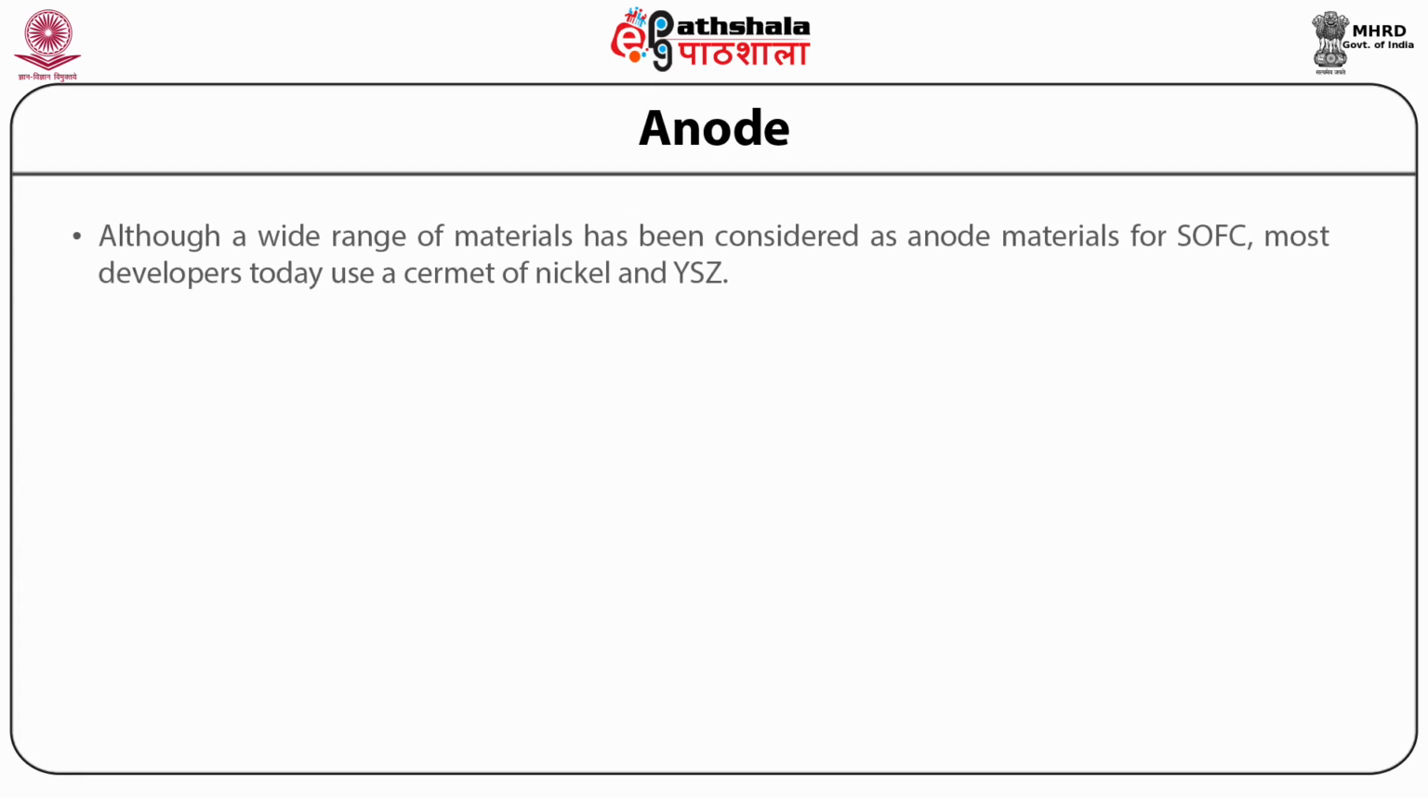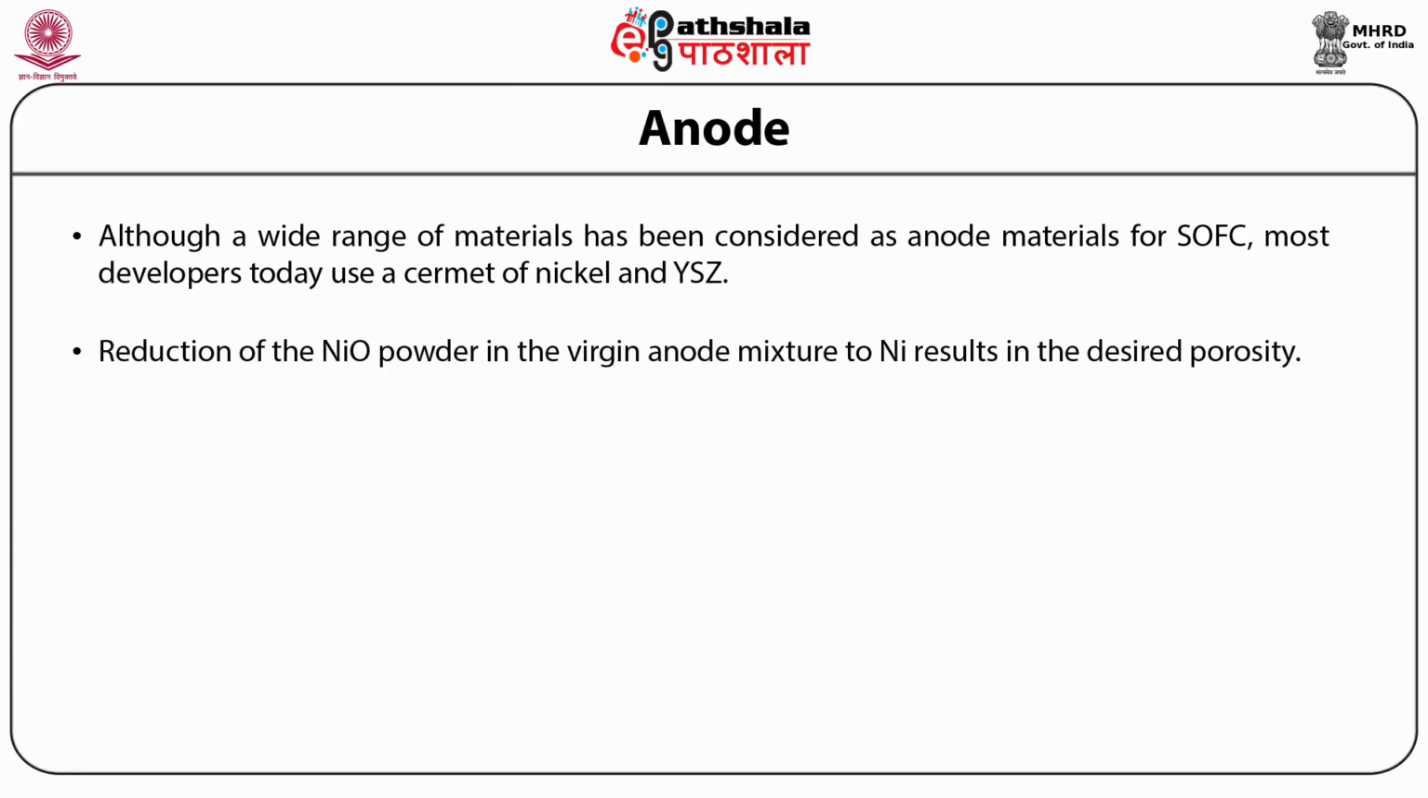Requirements of the anode. Although a wide range of materials has been considered as anode materials for SOFC, most developers today use a cermet of nickel and YSZ. The composition of the anode, particle size of the powders and manufacturing scheme are chosen to achieve high electrical conductivity, adequate ionic conductivity, and high activity for electrochemical reactions and reforming and shift reactions. Reduction of the NiO powder in the virgin anode mixture to Ni results in the desired porosity.